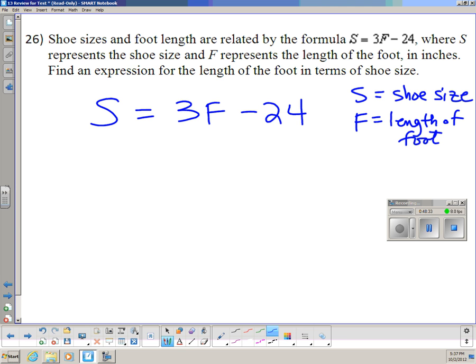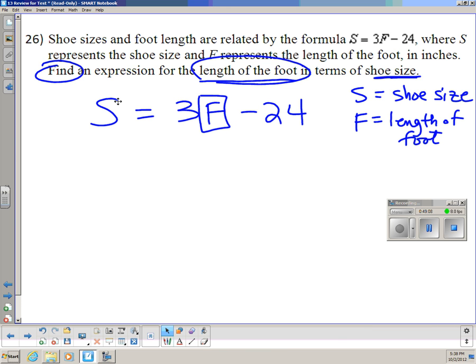It says find an expression for the length of the foot in terms of shoe size. Or solve for the length of the foot. That's another way to say the question. I want to solve this equation for F in terms of shoe size, meaning the answer is going to be something with shoe size in it, or an S. So I'm expecting there to be an S in my answer. So now I think about this for a minute. I say, imagine if the S was an 18.